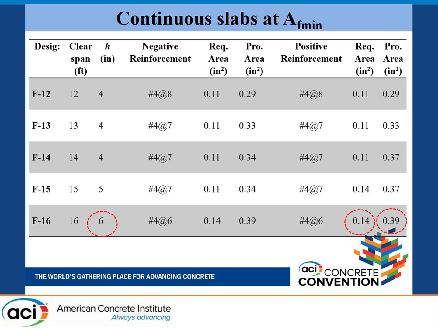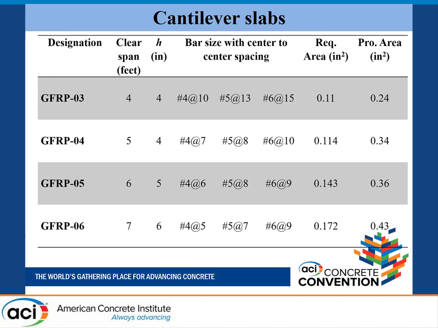If I wanted to utilize minimum area of reinforcement, I had to increase the thickness. So again, I'm concluding that either you have to increase the thickness or you have to increase the area of reinforcement to cope with this deflection problem of FRP bars. In cantilever slabs, it was really difficult to control deflection. Reinforcement never helped to control the deflection. It was the thickness. And every foot increase in length required an inch increase in thickness to control the deflection.